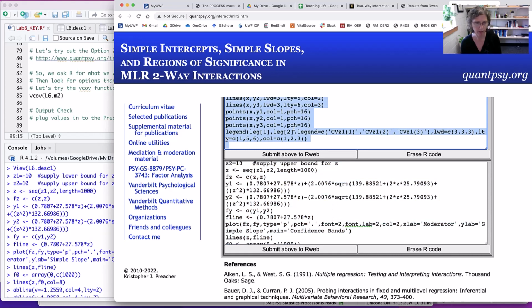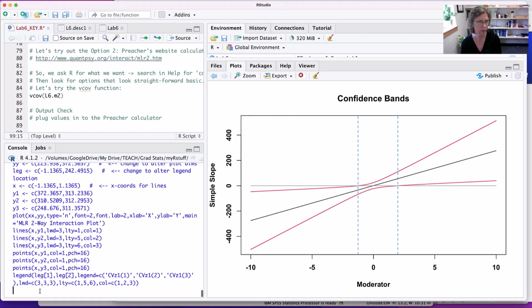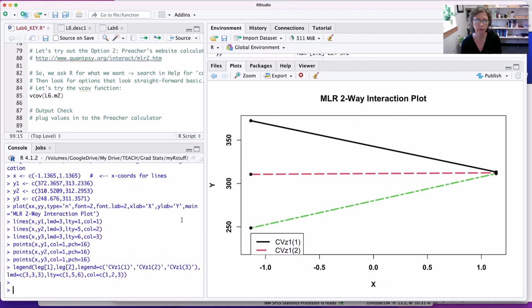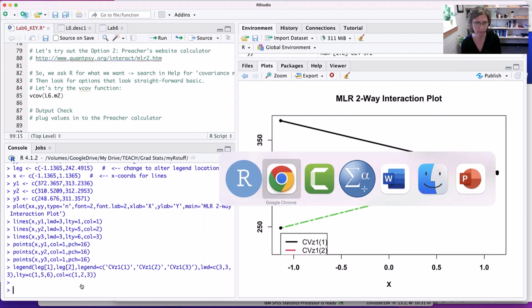Copy all. You can also paste it into your script and run it from there. There you go. So I have Z1, Z2. I'm wondering, is it just too little to do the other one? Or did I not paste it all?